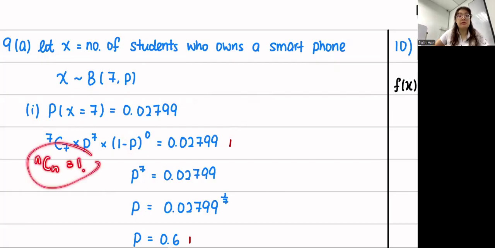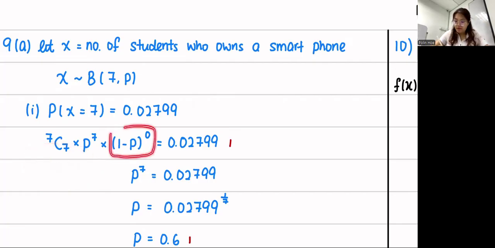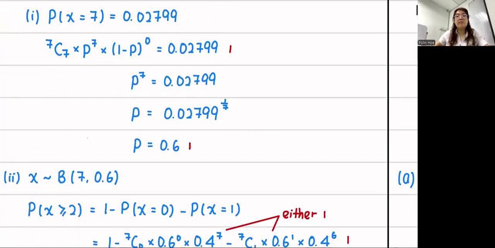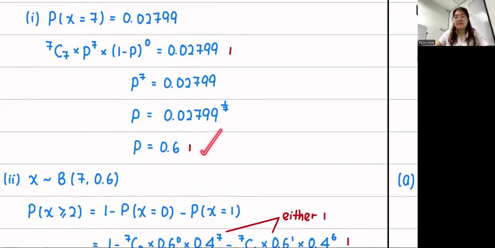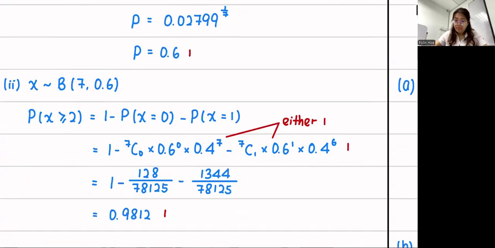They expect you to know this. You learn this during your Form 5 chapter 4, permutation and combination, that part. Second thing is anything to the power of 0 equals 1. So this is equal to 1, this is equal to 1. You find out the answer. Remember, your answer is in 1 decimal place. Good.